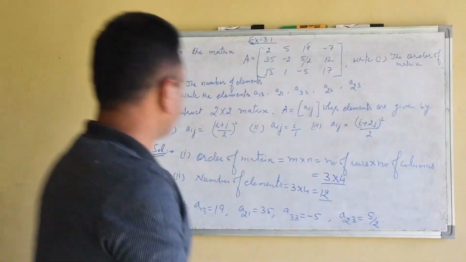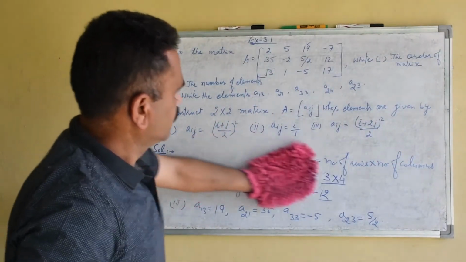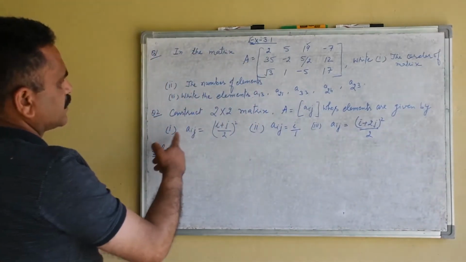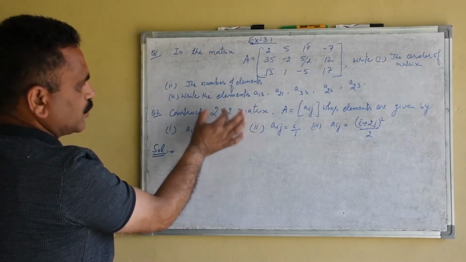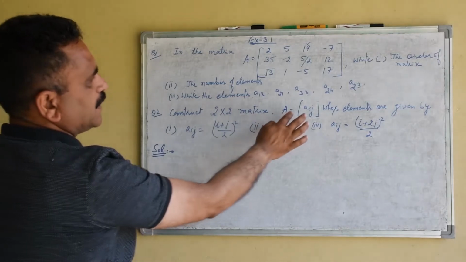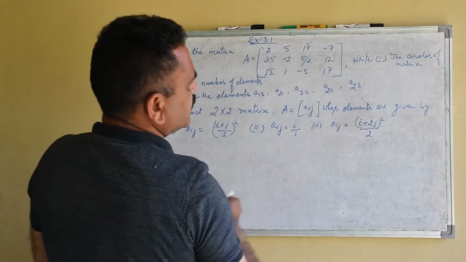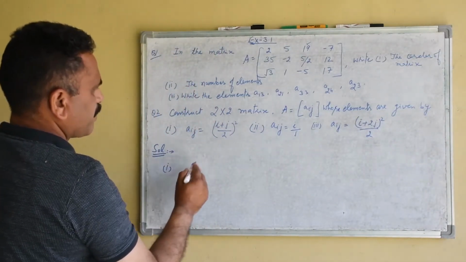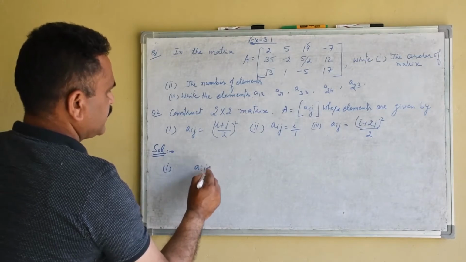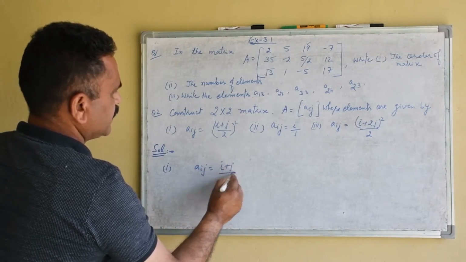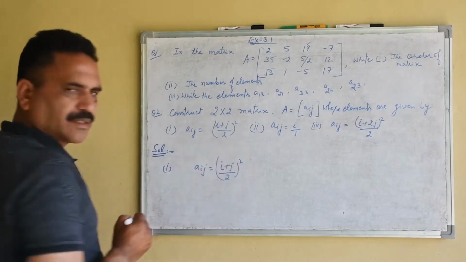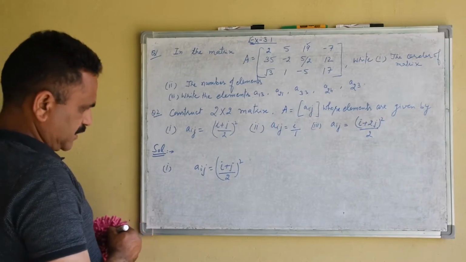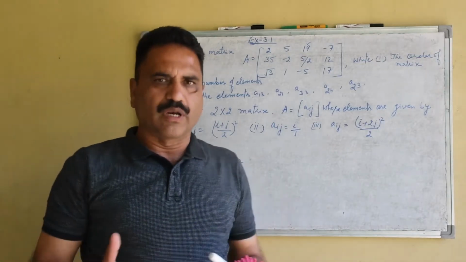Next is construct a 2 by 2 matrix. What do you mean by this? 2 rows, 2 columns, whose elements are given by Aij. First part, Aij is equal to (I plus j) by 2, whole square. So in the 2 by 2 order matrix, we will have 2 rows and 2 columns.